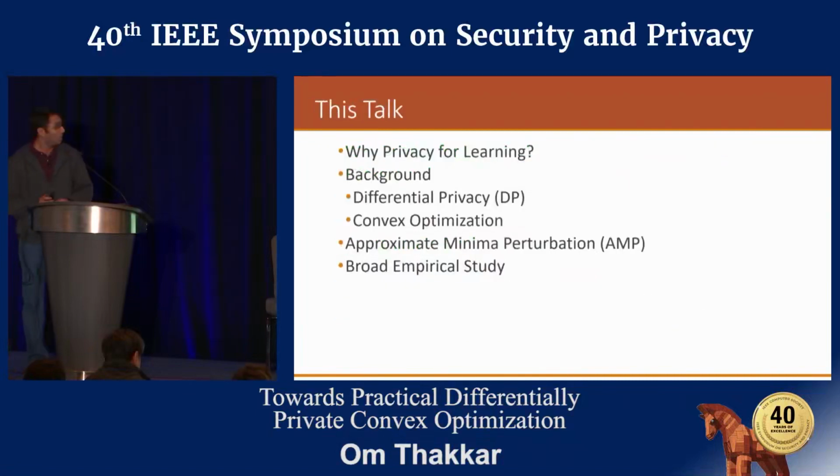So in this talk, I'll start by providing some motivation of why do we need privacy for learning. Then I'll cover some background. First, I'll introduce what is differential privacy and give a quick refresher on convex optimization. Then I'll introduce our technique, AMP, and I'll conclude by presenting the results of our study. So that's the plan.